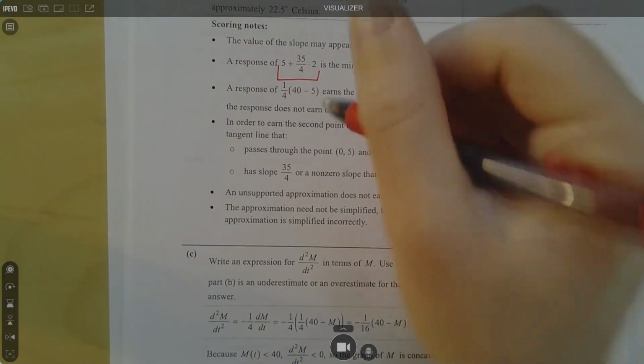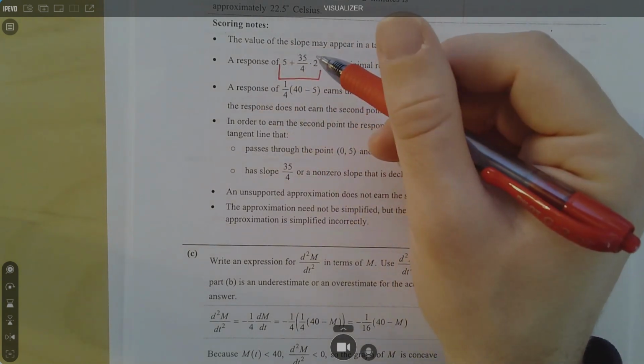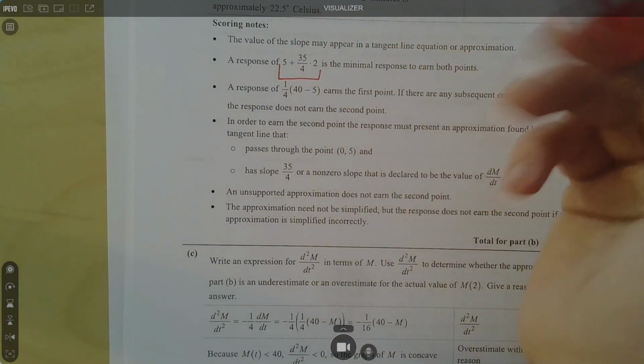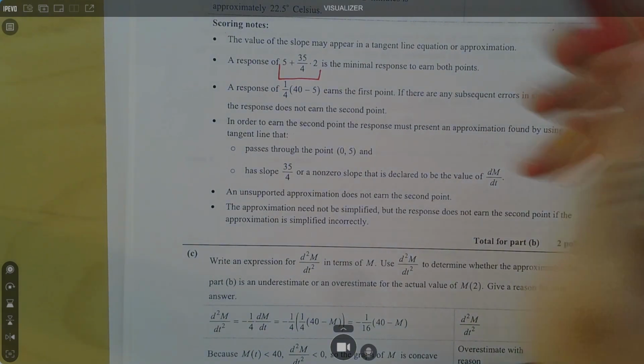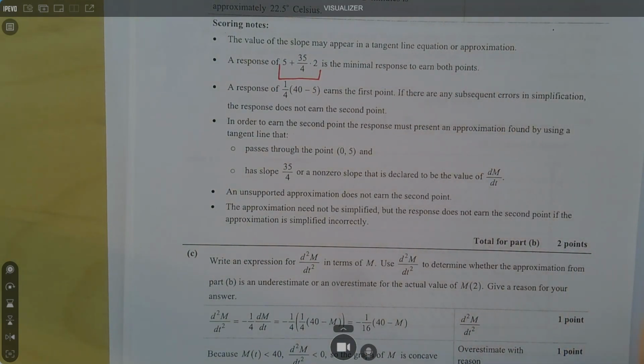This is what I'm saying, guys. If you mess this up and you don't simplify this correctly, you're going to lose a point. But if you just write this, you get the point. So don't simplify, just leave it as it is. In order to earn the second point, the response must earn an approximation found by using, yeah, we did that. An unsupported approximation does not earn the second point. The approximation need not be simplified, but the response does not earn the second point if the approximation is simplified incorrectly. Exactly what I was just saying before. Don't mess it up, right? I'm not really sure what an unsupported approximation means.